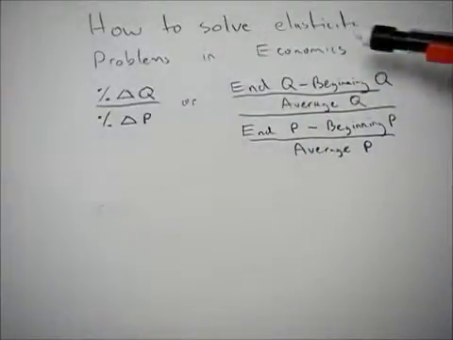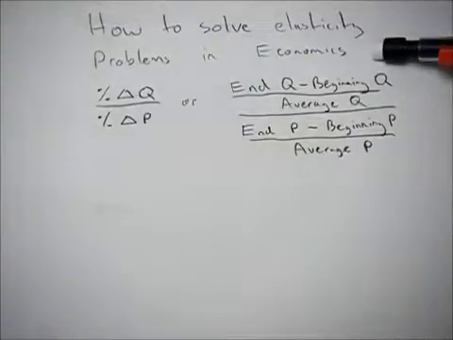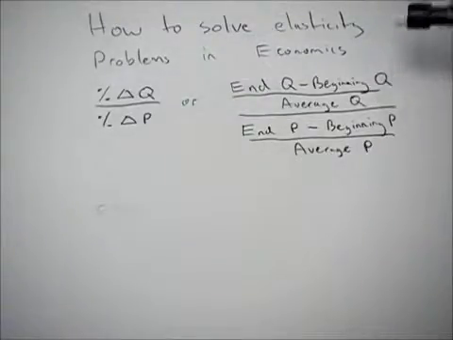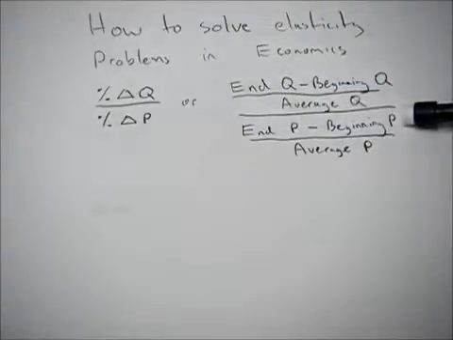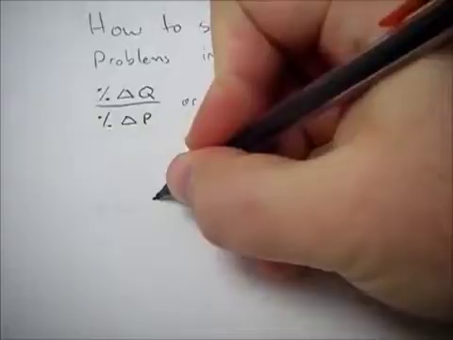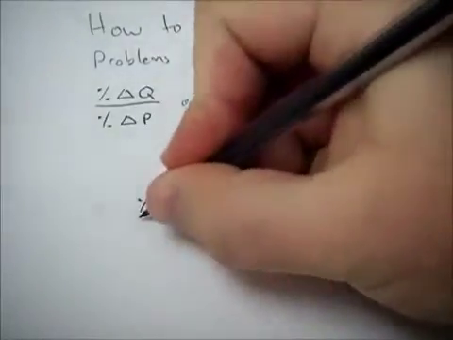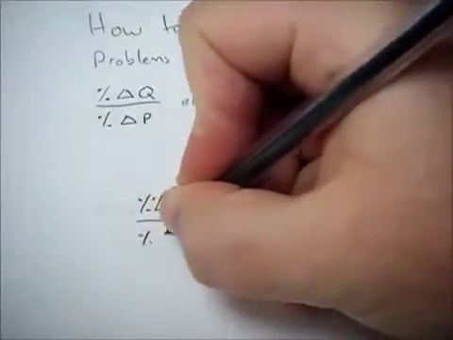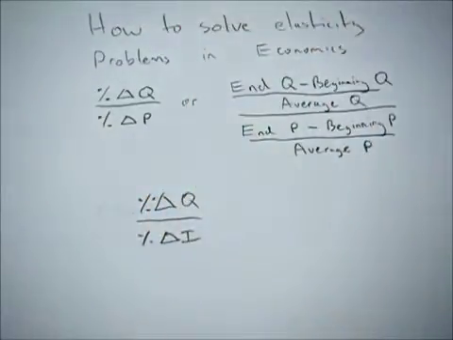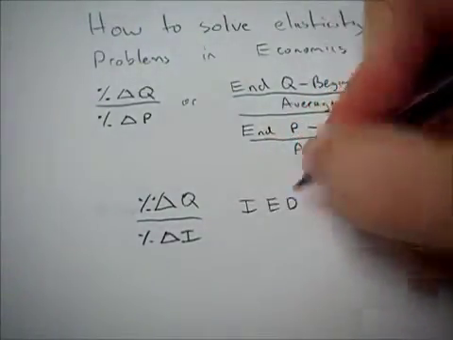We have this percent change in Q, which is just our ending quantity minus our beginning quantity over average quantity, our end price minus our beginning price over average price. If we want to look at the income elasticity of demand, we're just going to have our percent change in Q as it's affected by income. So percent change in Q over percent change in income, and that's our income elasticity of demand.